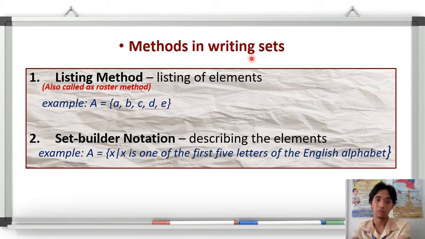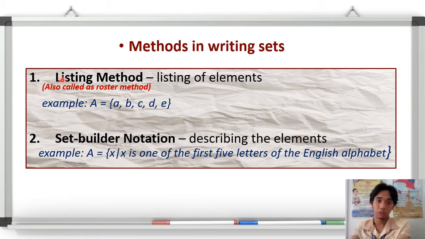Methods in writing, we have two methods. Listing method in which we list down the elements. It is also called as roster method. And set builder notation in which we describe the elements of the given set.